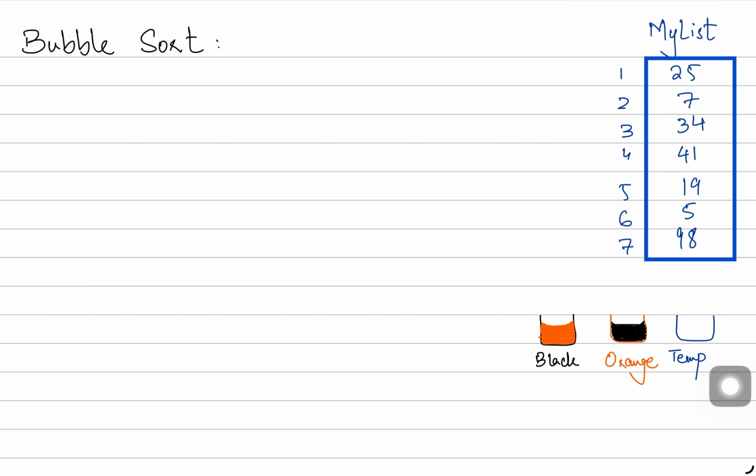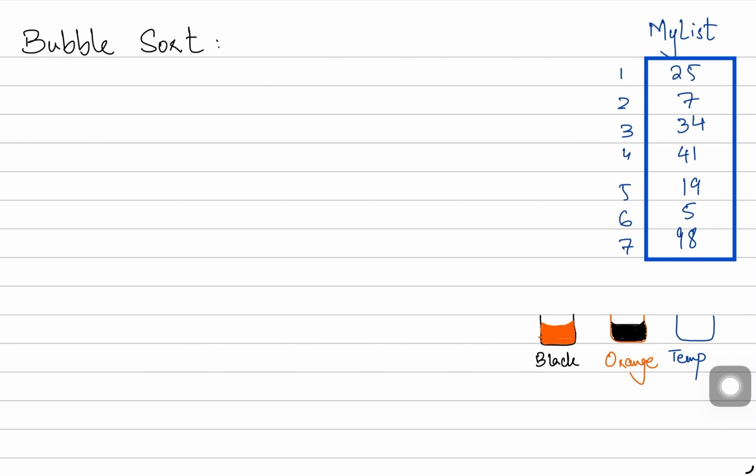And then there is an orange class that has some black content in it. And then there is another class which is called temp. So temp means temporary. So in bubble sort, what you do is you always compare the present element wherever your iteration is. Like for example, if your value of I or if your value of index is 1, you're going to always compare it with the next element. So for example, if you are on 25, you're going to compare 25 with 7.